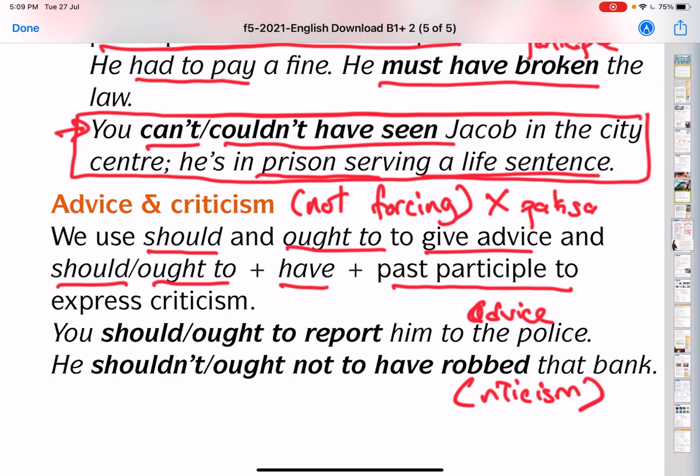Okay, so please remember, advise, you use should or ought to. When you want to criticize, you use should or ought to followed by have and the participle.